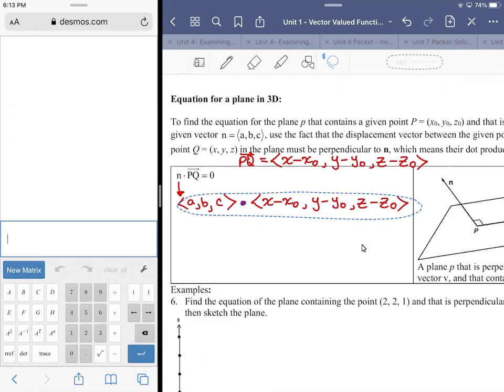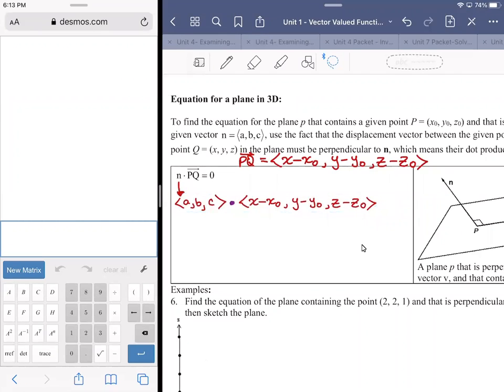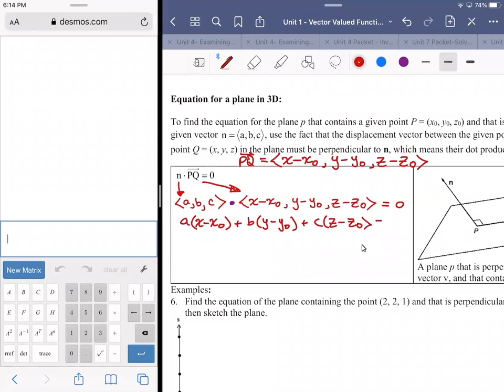All right, so if we dot that against ABC, what we should end up with is a result of 0, because they have to be orthogonal to one another. I could use the distributive property for dot products to expand this out and get A multiplied by X minus X sub O, plus B multiplied by Y minus Y sub O, plus C multiplied by Z minus Z sub O. The result would be equal to 0. I could distribute further: AX minus AX sub O, plus BY minus BY sub O, plus CZ minus CZ sub O.